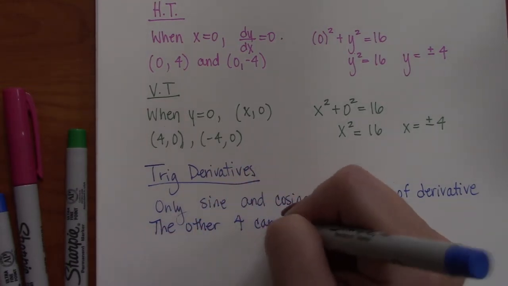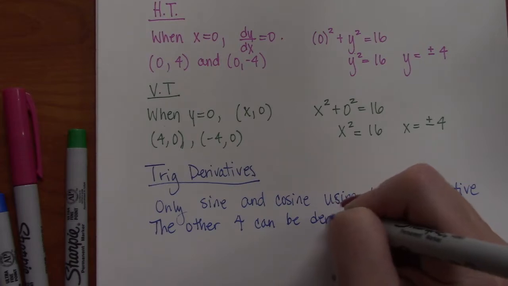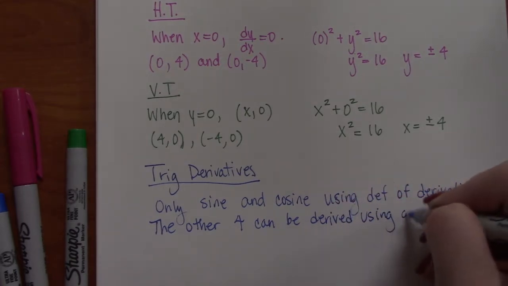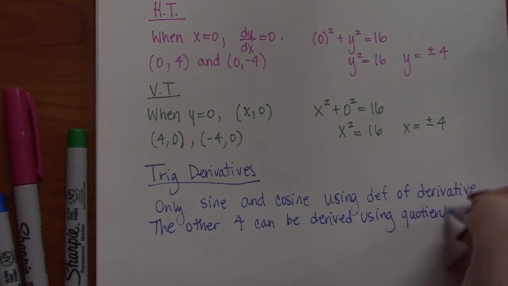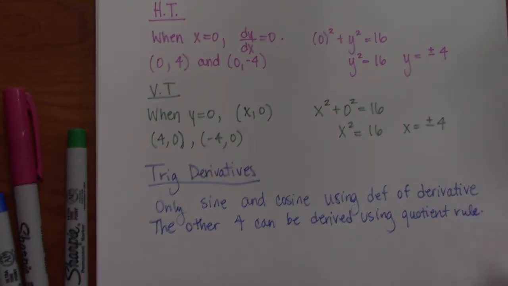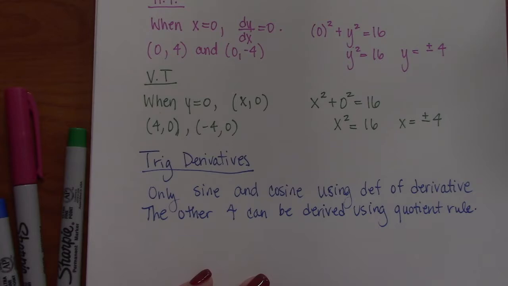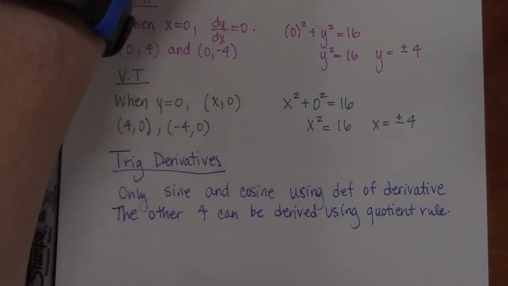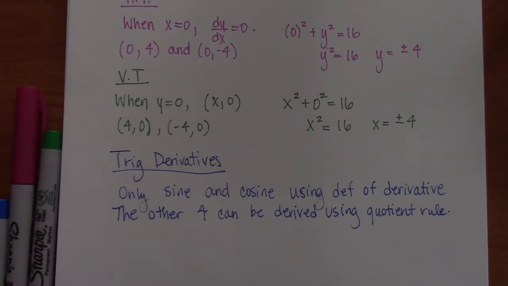The other four can be derived using the quotient rule. And I think it's silly. I don't think it's a test-level question. I think it's too easy to ask you to use the quotient rule to prove one of the other trig rules. I think that's just kind of a silly exercise to do on an exam.